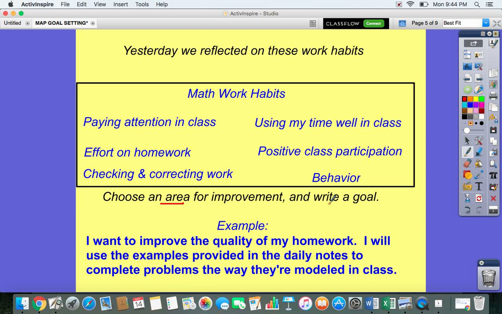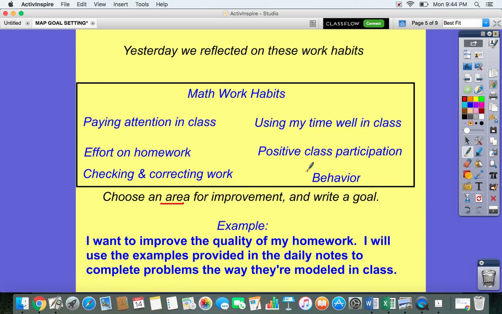And when you write a goal, I want to see specifically what you want to improve and how you're going to improve that. So for example, I want to improve the quality of my homework. I will use examples provided in the daily notes to complete problems the way they're modeled in class. All right, so we're setting a goal for one of these 6 work habit behaviors that we discussed yesterday in class.